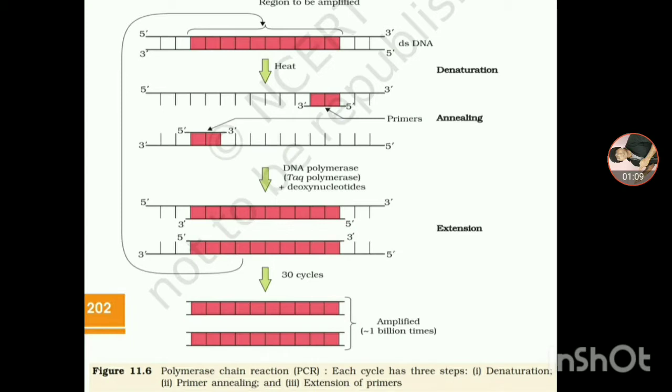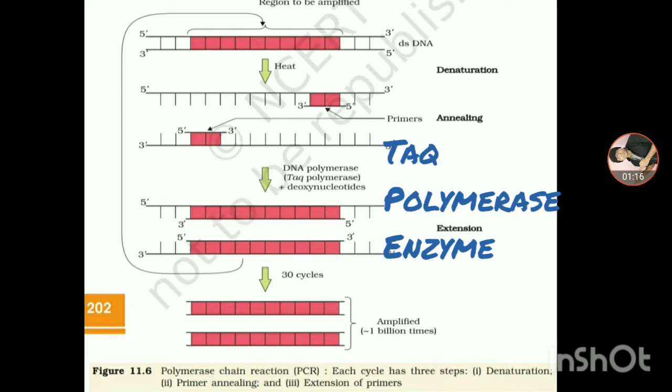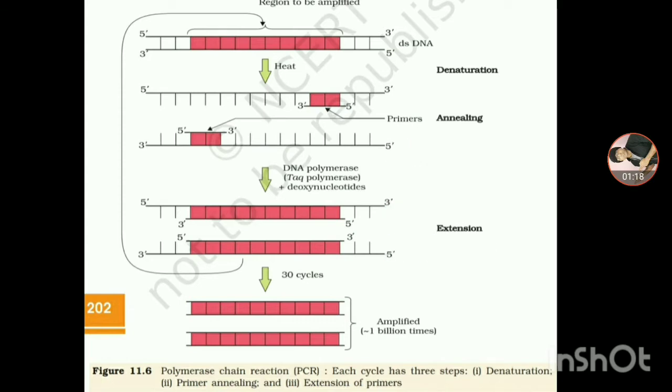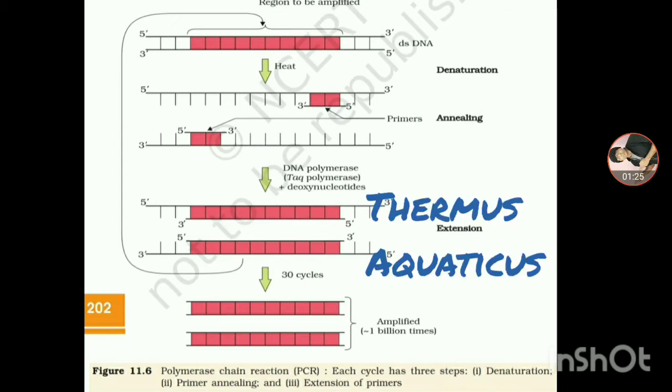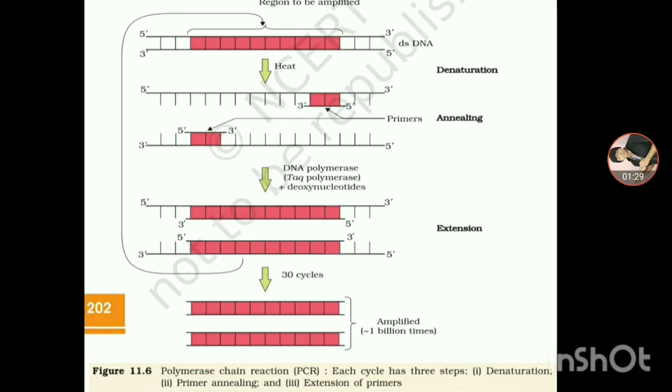Now, the second basic principle is DNA formation by Taq polymerase enzyme. Taq polymerase enzyme is a thermostable DNA polymerase enzyme which is found in Thermus aquaticus bacteria. This bacteria is found in hot springs and it can bear high temperature. That is why it is stable in high temperature. It can tolerate high temperature.